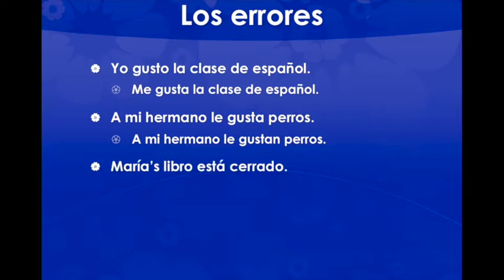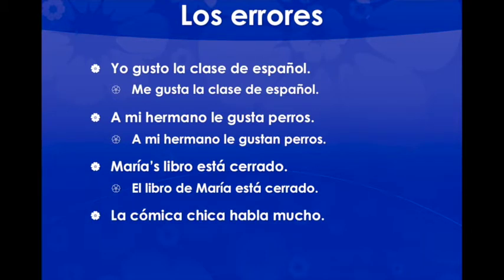We don't have apostrophes in Spanish, so you can't say Maria's libro. You have to say the book of Maria, not Maria's book: el libro de Maria. La cómica chica, this is adjective placement. All the adjectives actually have to go after the noun, so instead of saying the funny girl, you actually have to say the girl funny, la chica cómica.